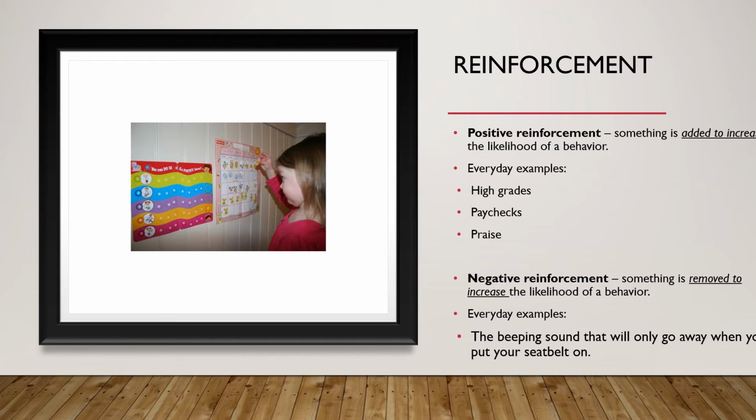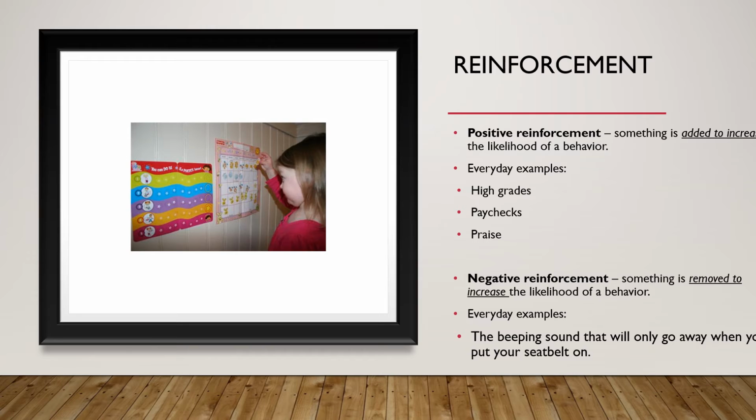So here we see those two phrases, positive and reinforcement. If we break these phrases down, this is the most basic, easy one to do, I suppose. We have positive, meaning we add something, and reinforcement, we are increasing behavior. So here's the definition: something is added to increase the likelihood of a behavior. Everyday examples: high grades, paychecks, praise.